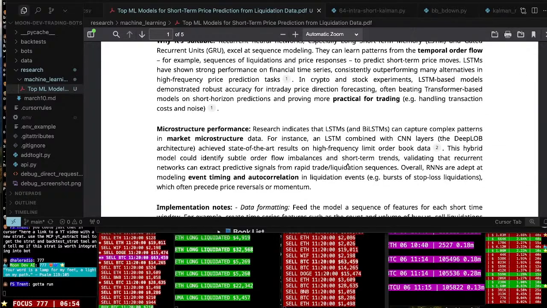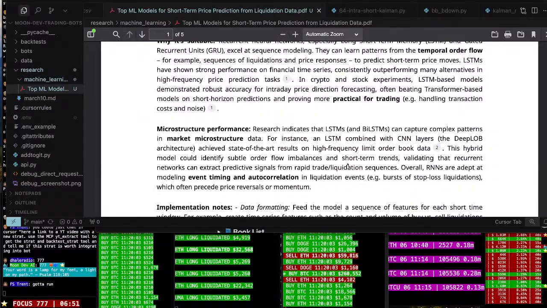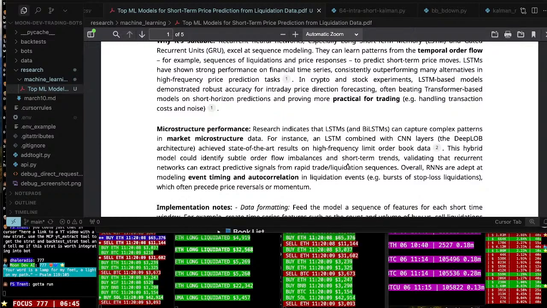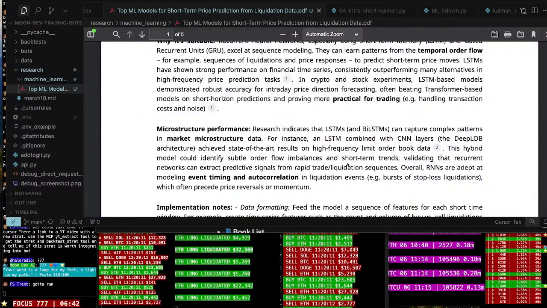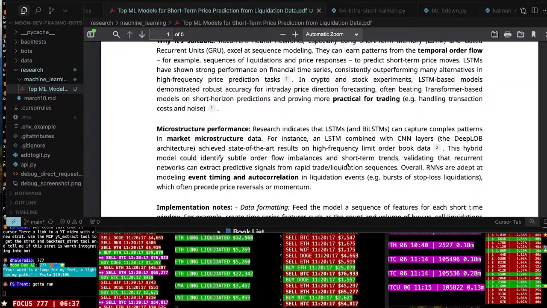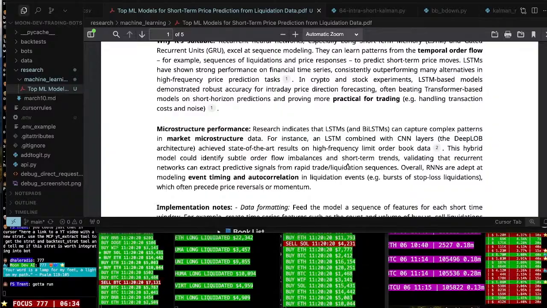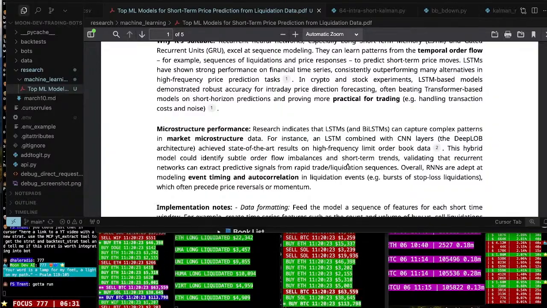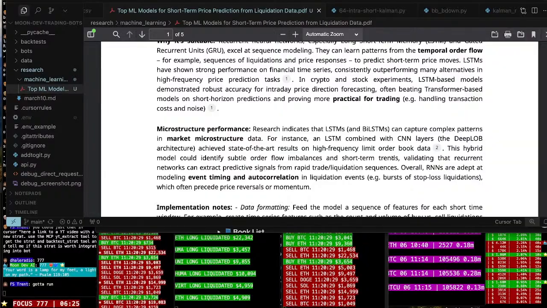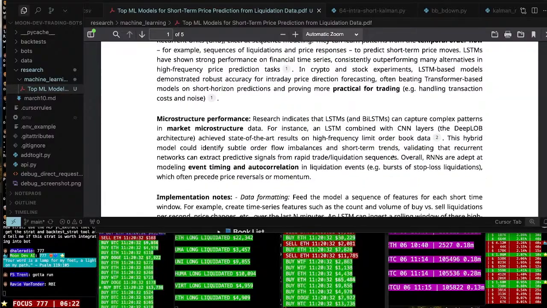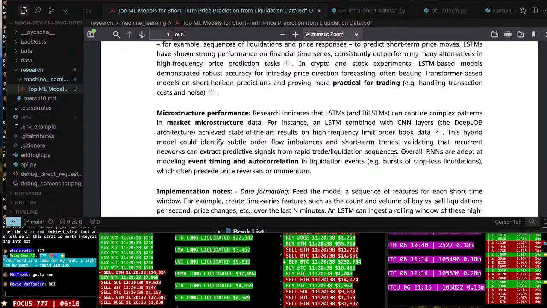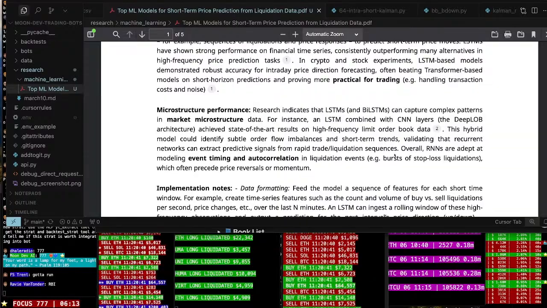Microstructure performance. Research indicates that LSTMs and BiLSTMs can capture complex patterns in market microstructure. For instance, an LSTM combined with CNN layers, the DeepLOB architecture, achieves state-of-the-art results on high-frequency limit order book data. Interesting. This hybrid model could identify subtle order flow imbalances and short-term trends, validating that recurrent networks can extract predictive signals from rapid trade liquidation sequences.